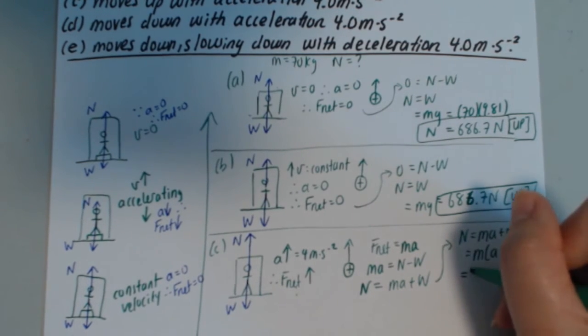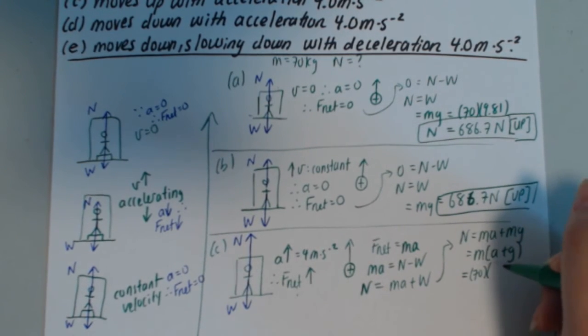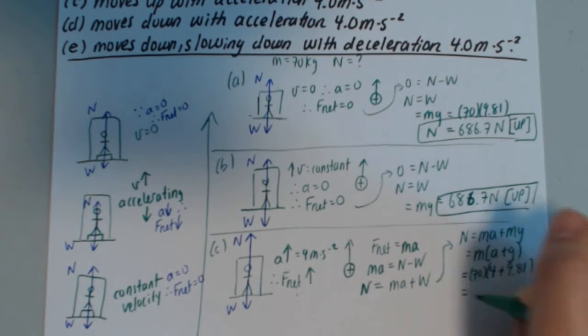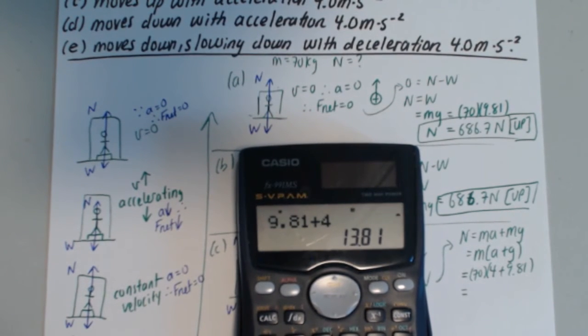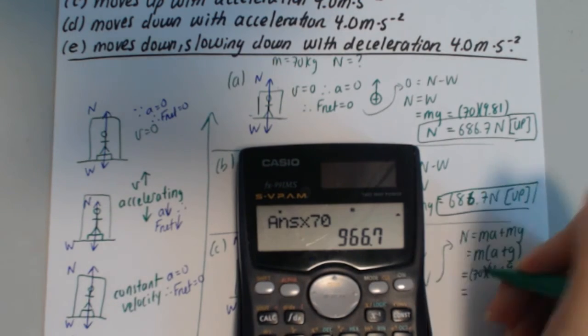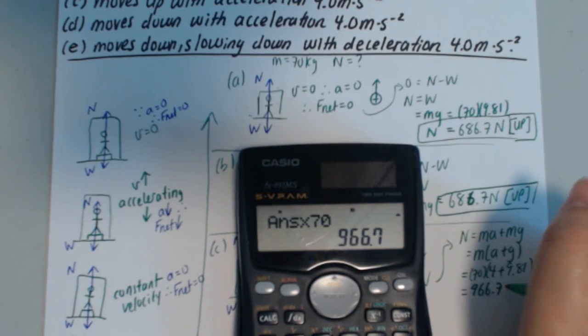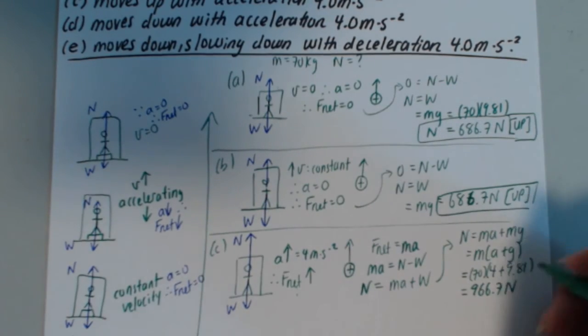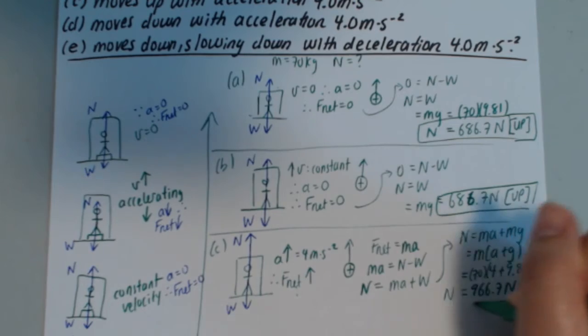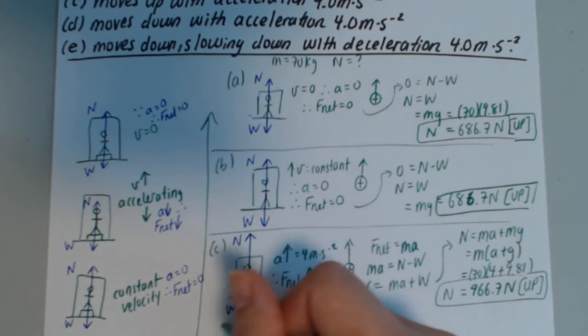That's a lot. So the mass is 70 kilograms, acceleration is 4, and g is 9.81. So 9.81 plus 4, times 70. So that's 966.7 newtons. As we would expect, it's bigger than what we had before. And of course, that's going up. Okay, so there's the answer to C.